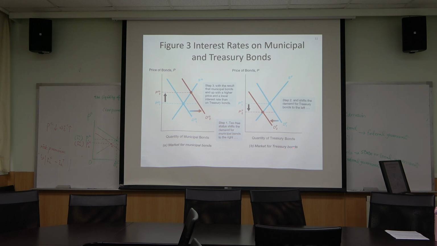Whereas in the treasury bond market, the wealthy people decrease their demand for treasury bonds. That drives down the price of treasury bonds, and then we have seen an increase in the interest rate of treasury bonds. So the tax-free status for municipal bonds shifts the demand for municipal bonds to the right, and shifts the demand for treasury bonds to the left. With the result that municipal bonds end up with a higher price and a lower interest rate than the treasury bonds.